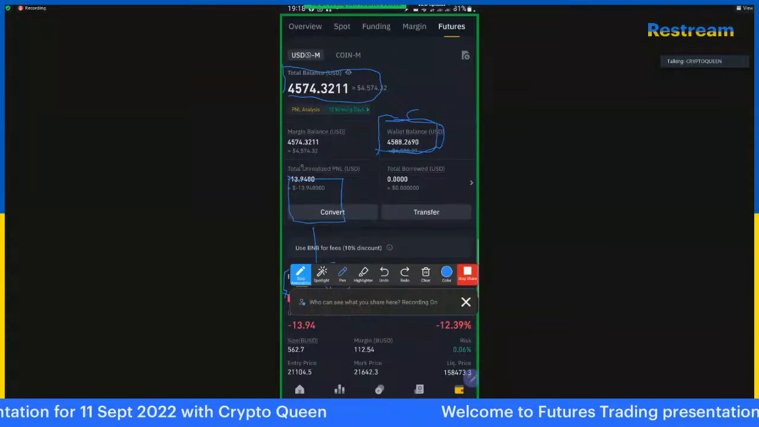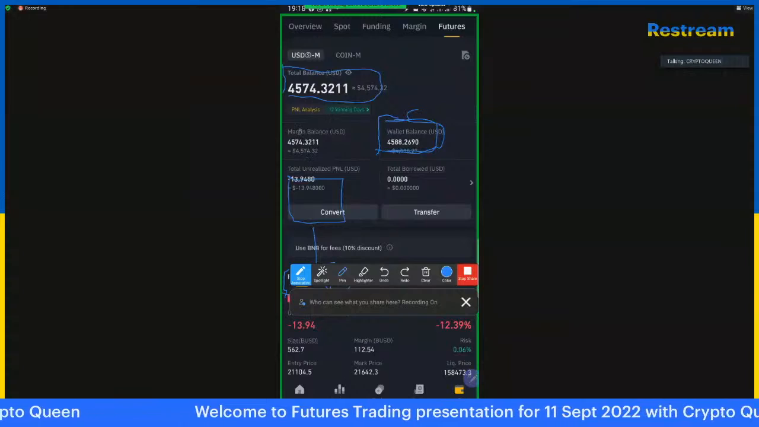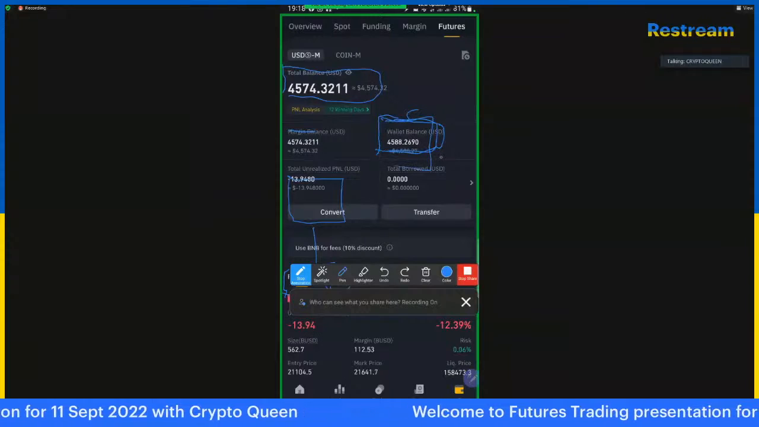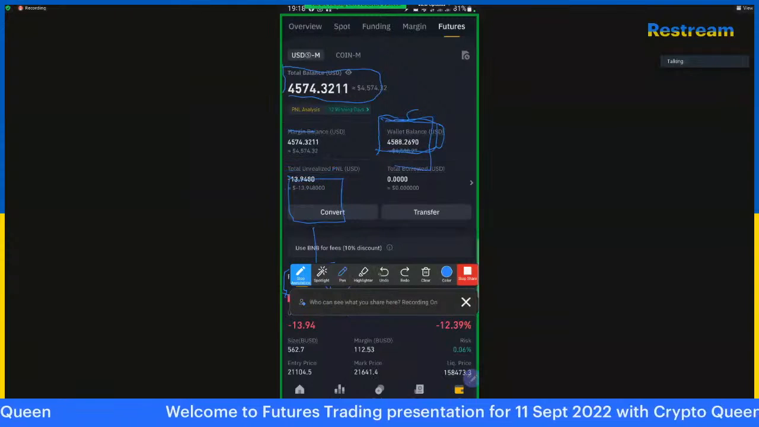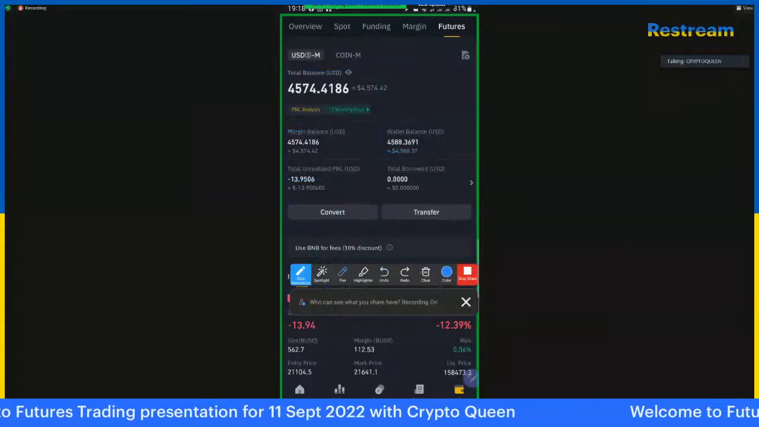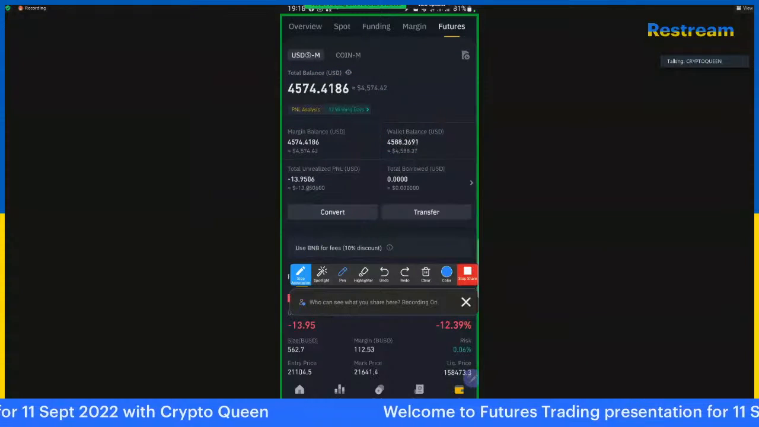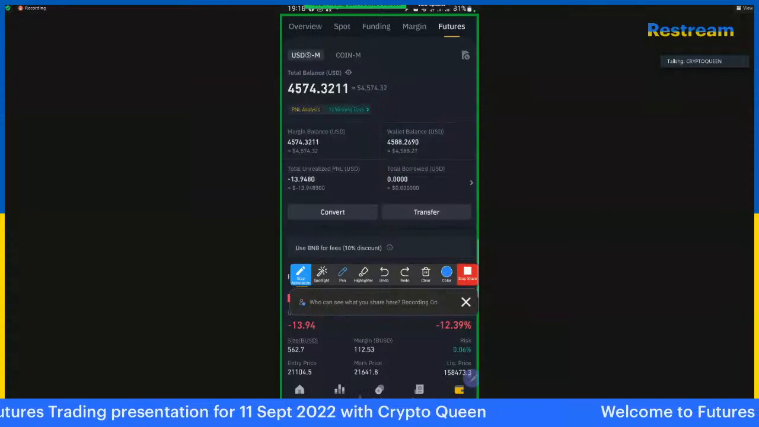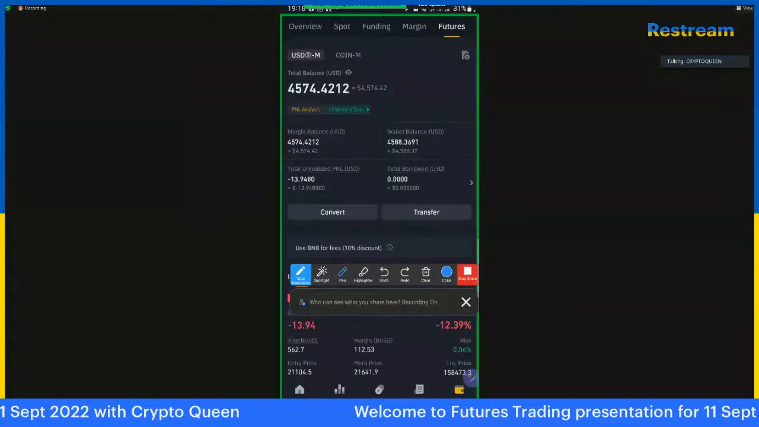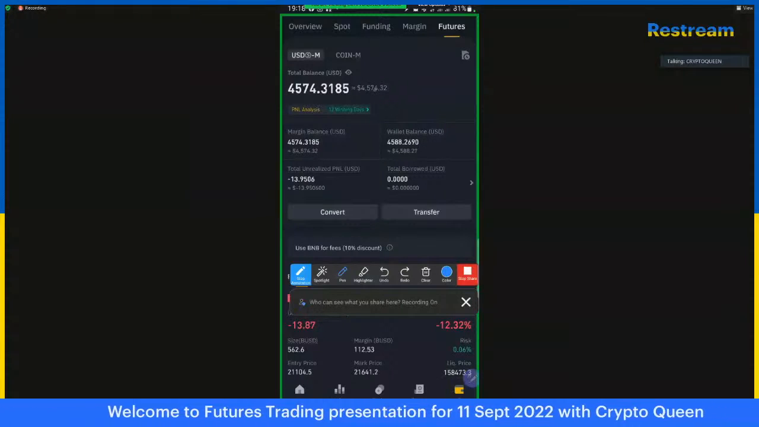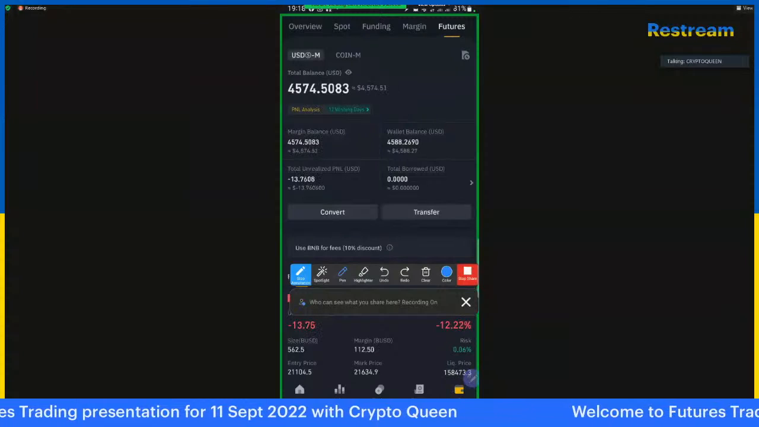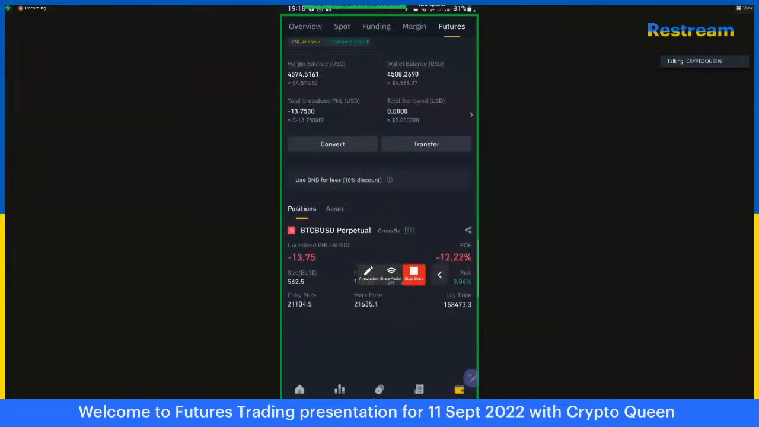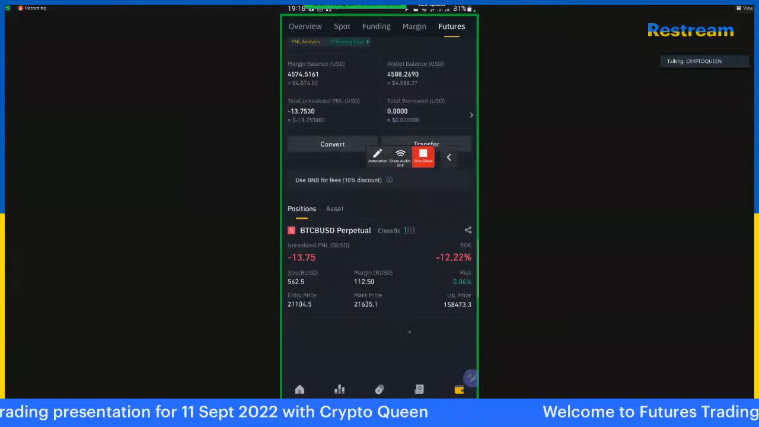Then this is what is left after my total USDT wallet balance minus the losses I have here. I have minus 13. When you subtract 13 from the wallet balance, you have this. If I decide to close this trade now, I will have 4,574 as my balance. But currently I'm holding this because I believe that BTC is still going to go back. So my margin is very small.